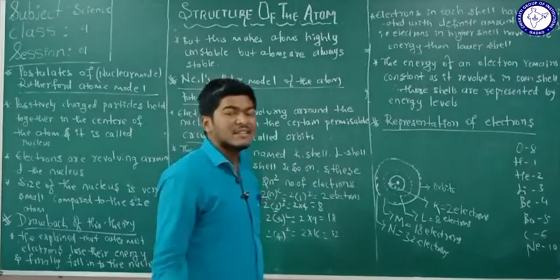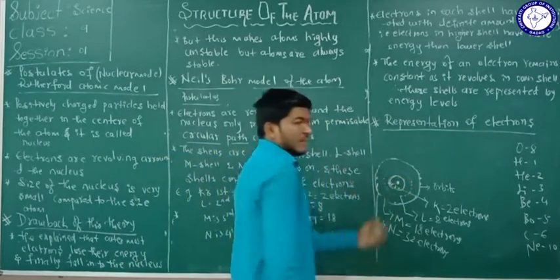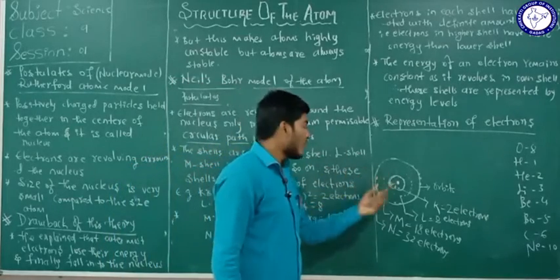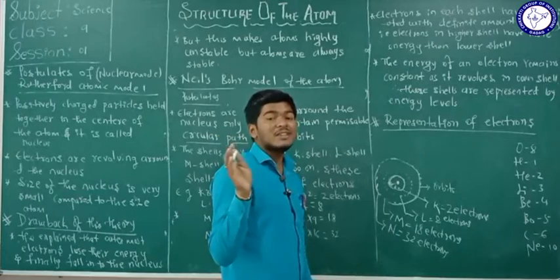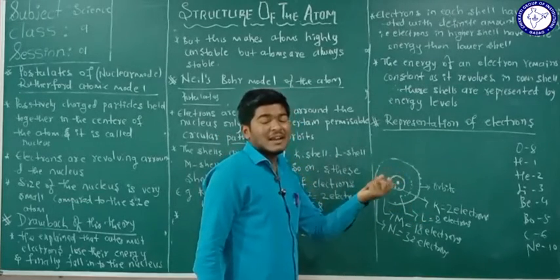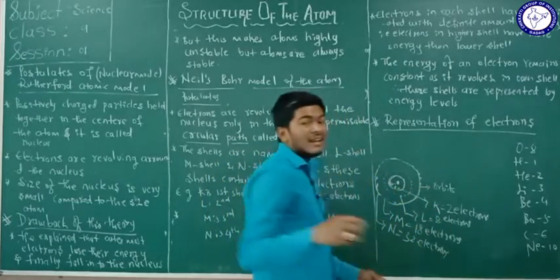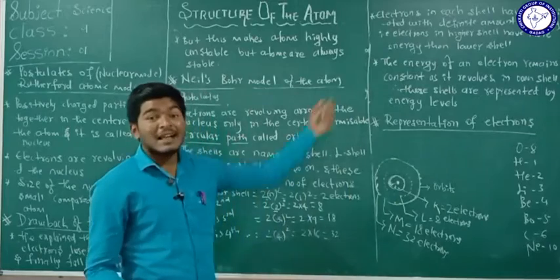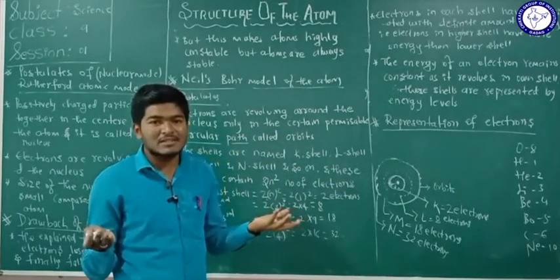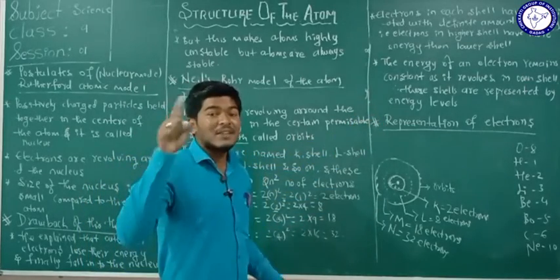Why? Because it is represented by energy levels. Until the electrons go away from these orbits, the energy of the electrons doesn't change. The energy of the electrons remains constant. Therefore, each shell is also renamed as an energy level. Why? Because electrons don't lose energy. Therefore, there is no change in the energy of the orbits of the atom.